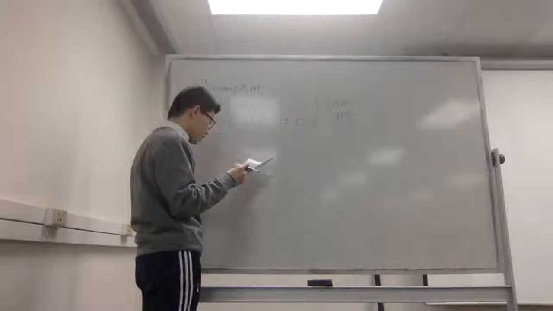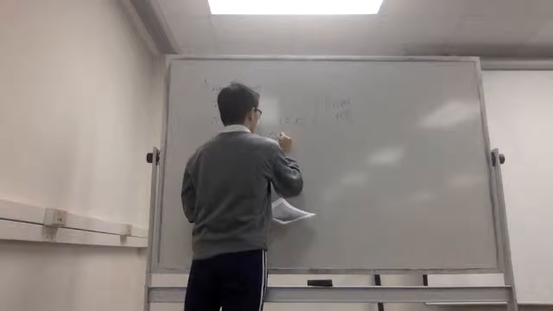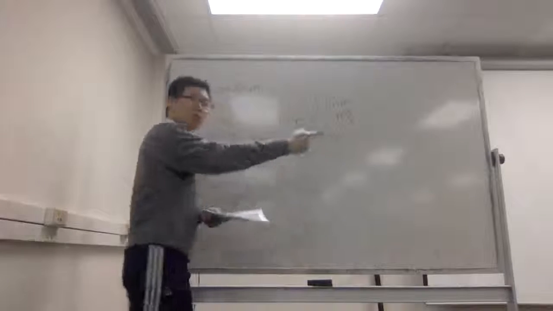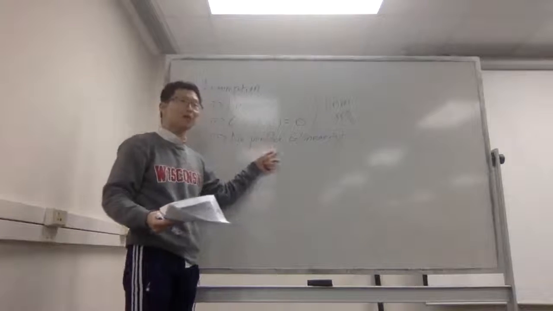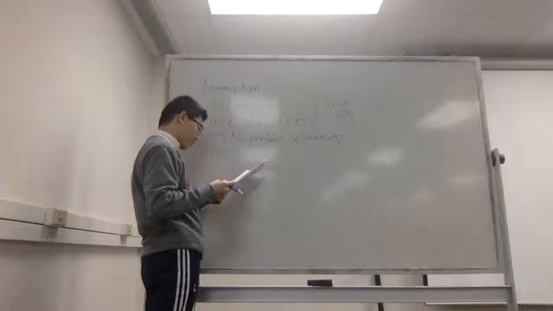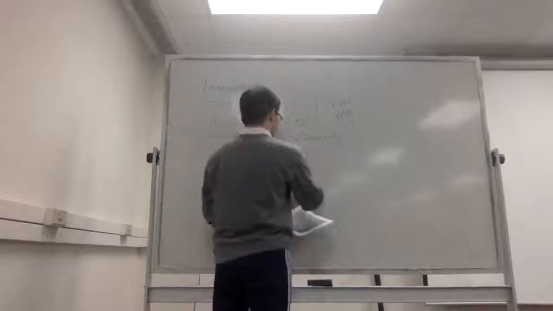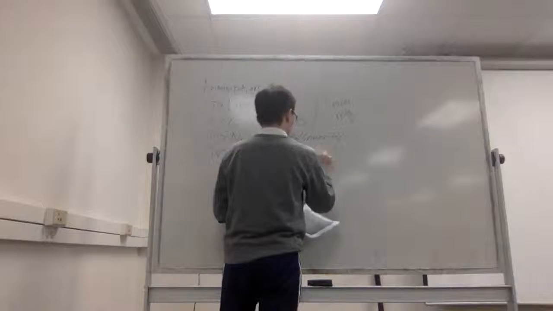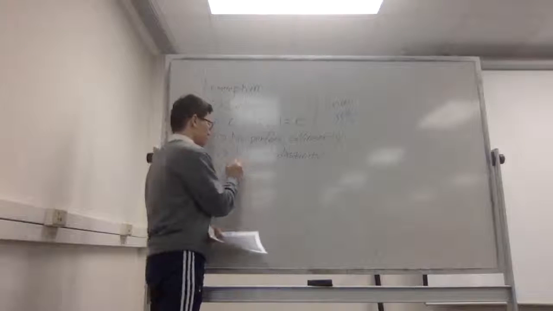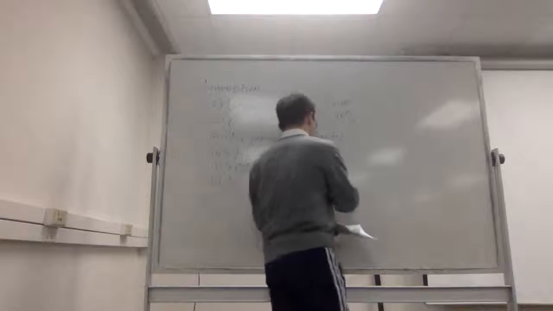And the third one is no perfect collinearity, which will be explained in a minute. I'll explain what that means in a minute. And the fourth one is homoscedasticity. And then also that errors are not related to each other.